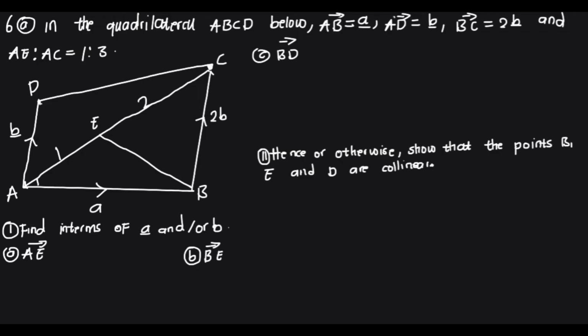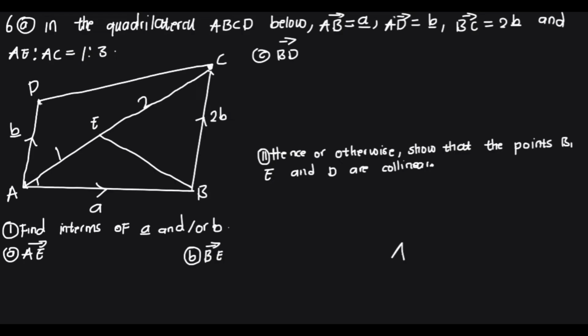Now let's look at the first question here. The first question is we want to find vector AE. So we want to move from A to E. So what can we do? We can't move from A to B, B to E. We don't have the vector here. So what we are going to do is first we'll begin by finding vector AC. So let's solve for vector AC.